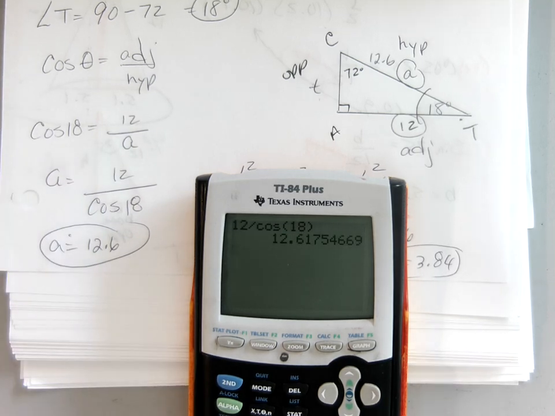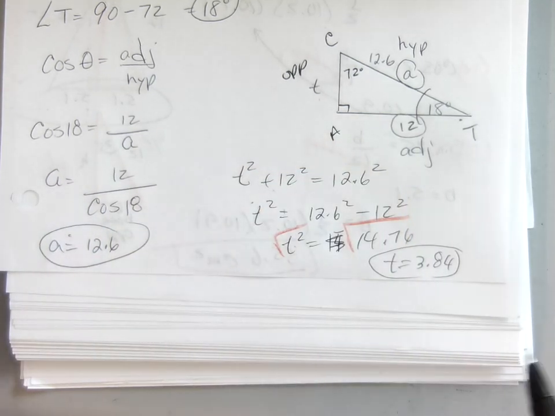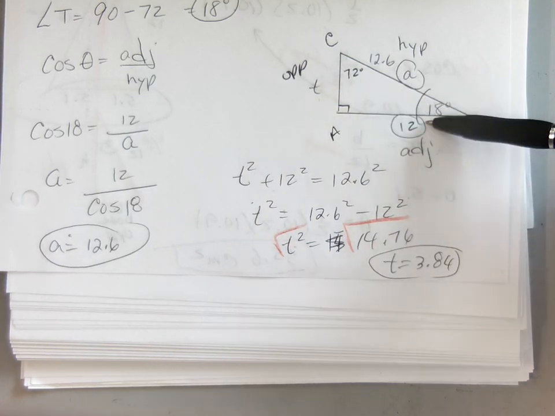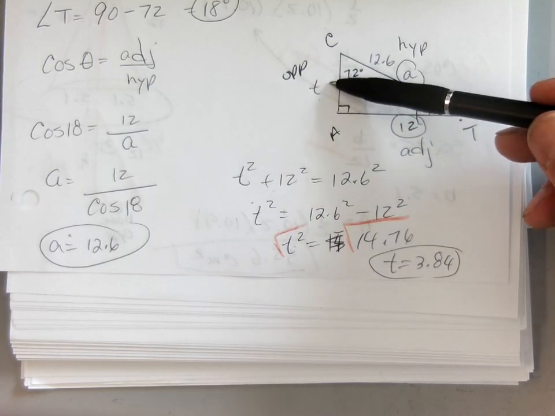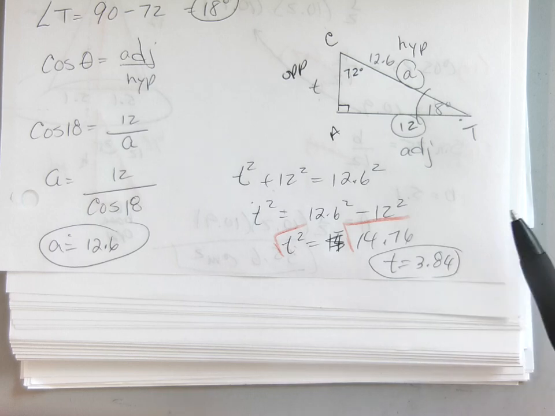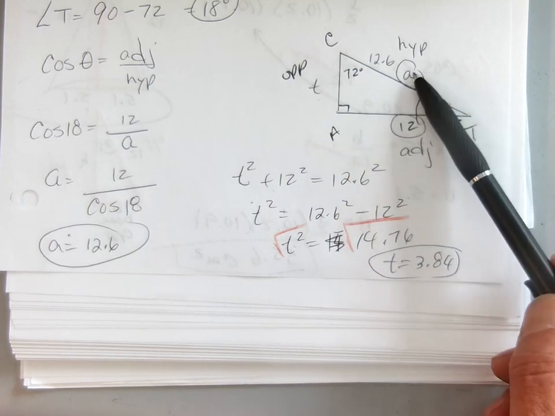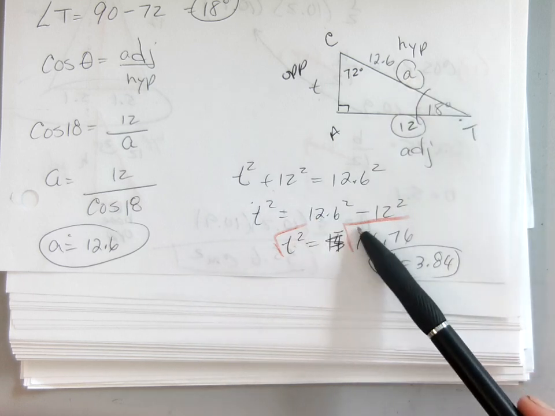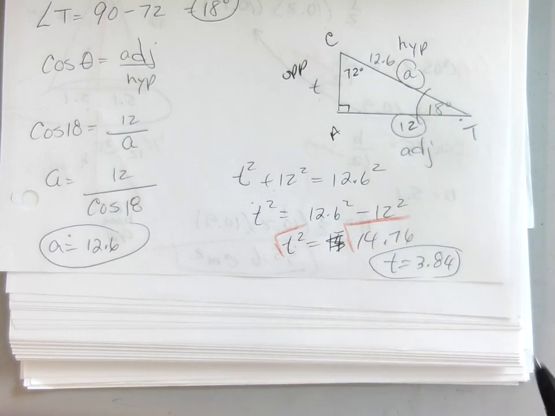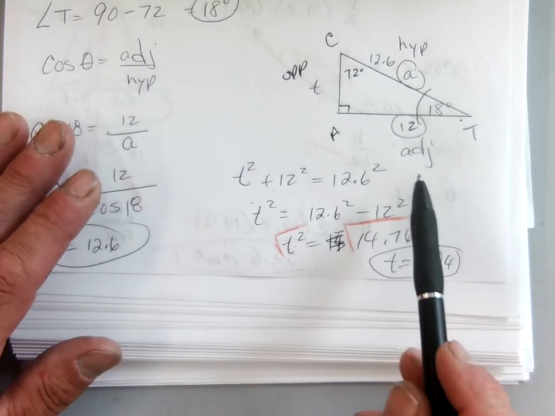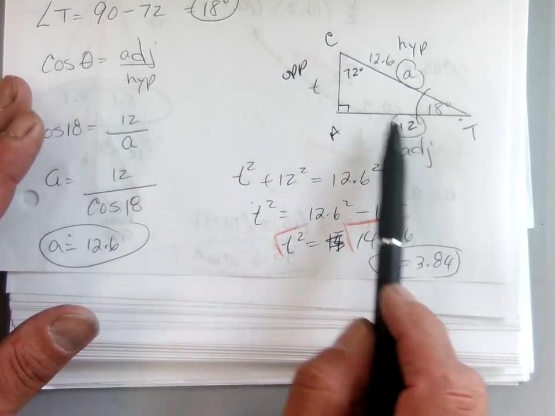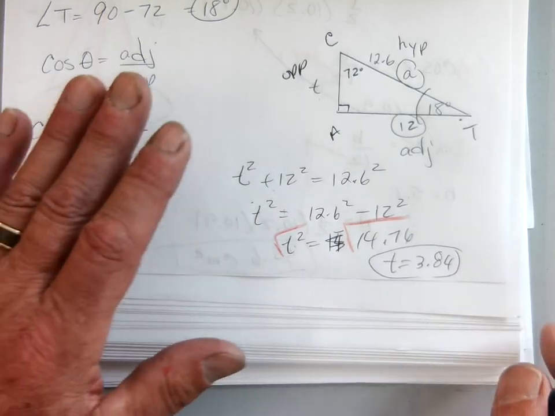So I went 12 divided by the cosine of 18, and sure enough I get an answer of about 12.6. Now, to find t, I could use sine or tangent, but the kids wanted to use the Pythagorean theorem. So I went t squared plus 12 squared equals c squared, which is 12.6 squared. I subtracted, square rooted, and got about 3.84. Cosine or tangent might have been easier, but it's okay. We did the Pythagorean theorem. Okay, turn the page.